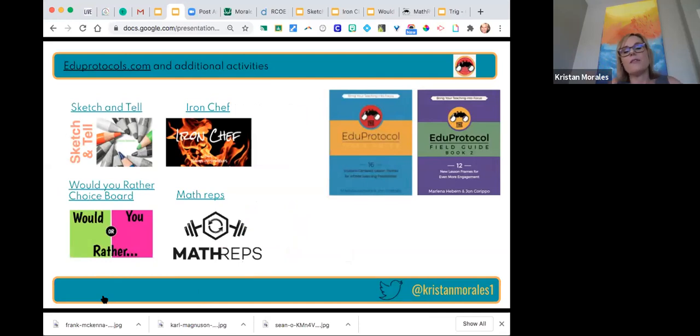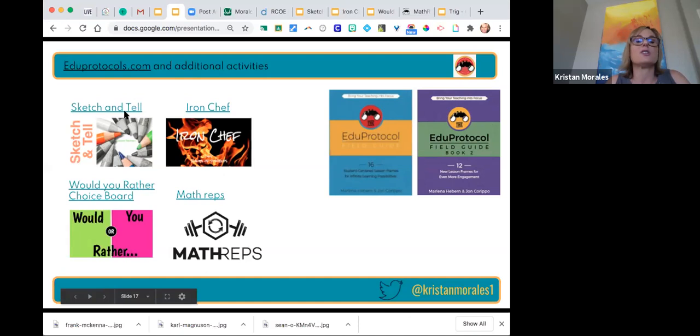I'm a big fan of EduProtocols. I do a lot of work with Q and at Q Conference, and John Corippo and Marlena Hebern wrote two fabulous books called EduProtocols. There are some really neat protocols you could do in your class to get other synchronous, independent activities that you could do with your students.